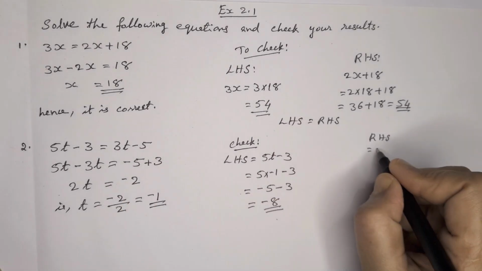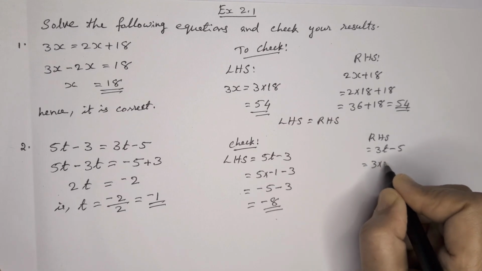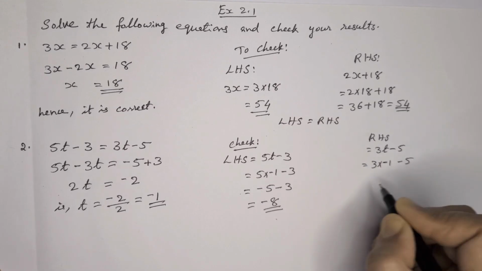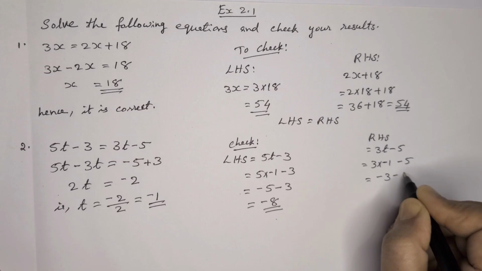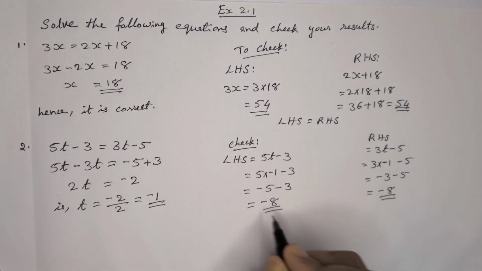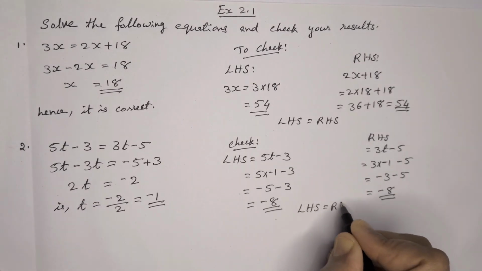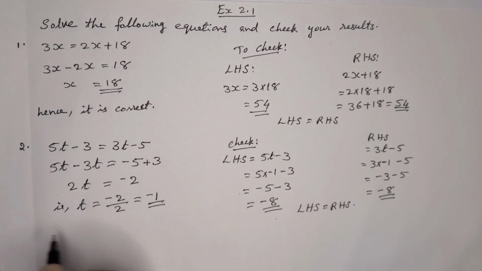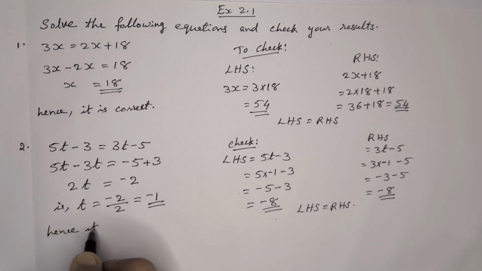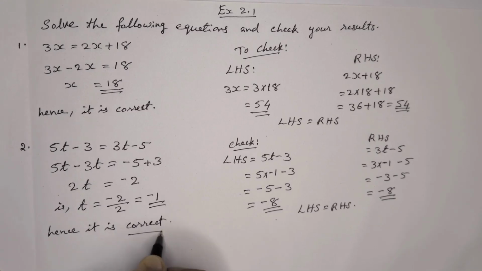RHS, 3t minus 5, which means 3 into minus 1 minus 5 is equal to minus 3 minus 5, that is equal to minus 8. LHS and RHS are same. So we can write LHS is equal to RHS. Hence verified, or hence it is correct. To check your results, so it is correct.